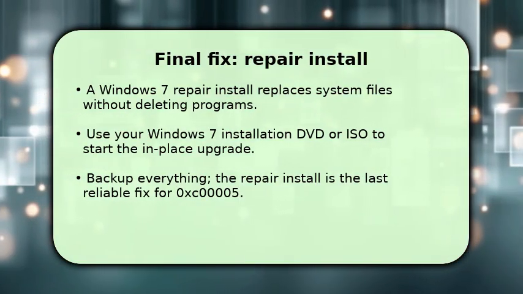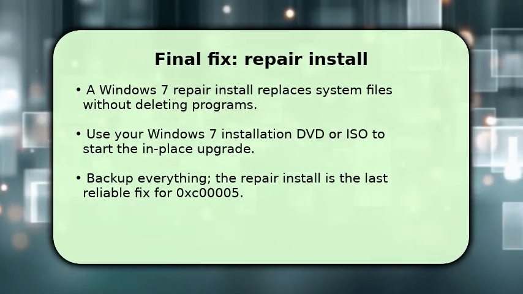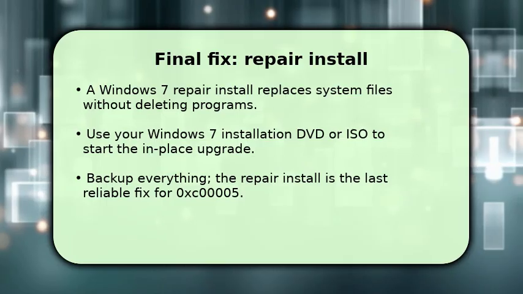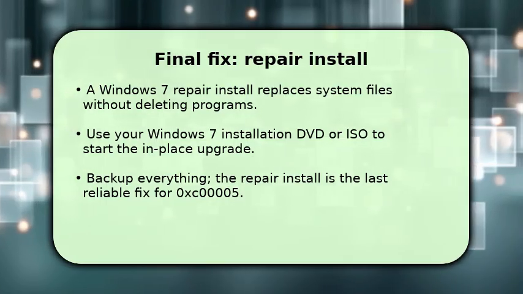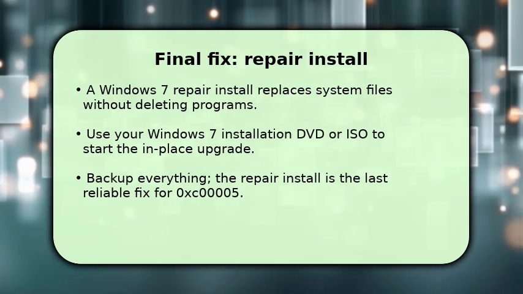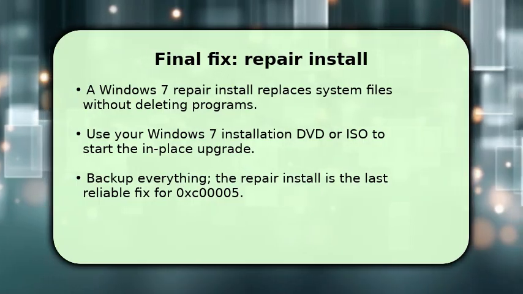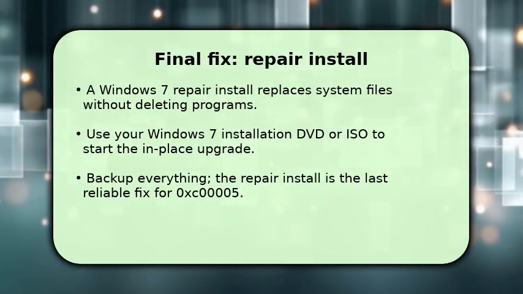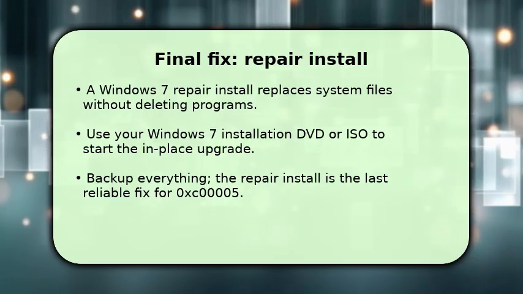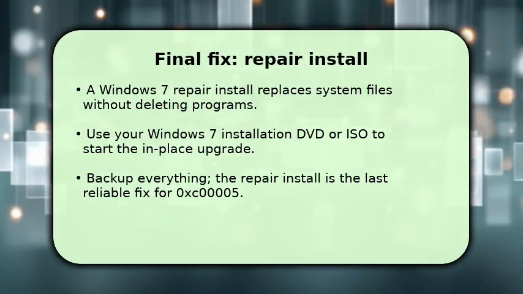0xc00005. Back up everything first because repair installs replace core system files and settings. Use your Windows 7 installation DVD or a matching ISO burned to DVD to start Windows while signed into the desktop. Run Setup.exe from the media and choose Upgrade to perform an in-place repair without losing installed applications. Follow prompts, install updates, and test the app.